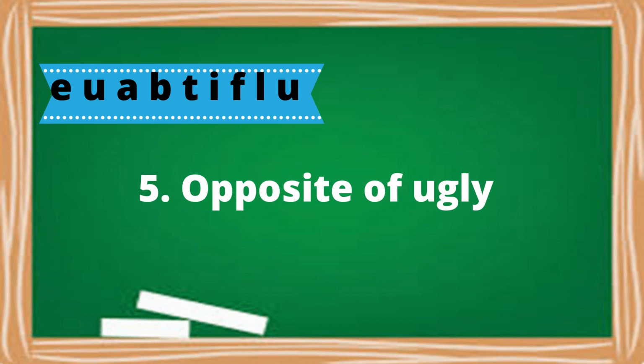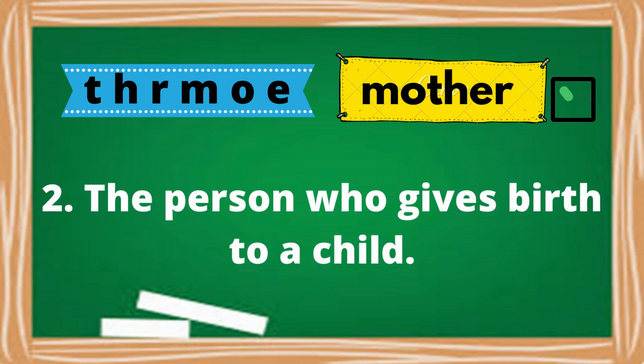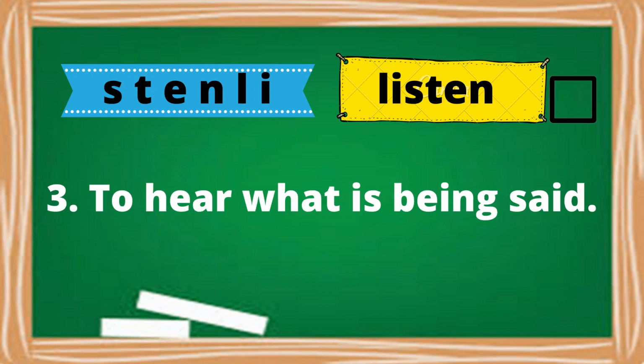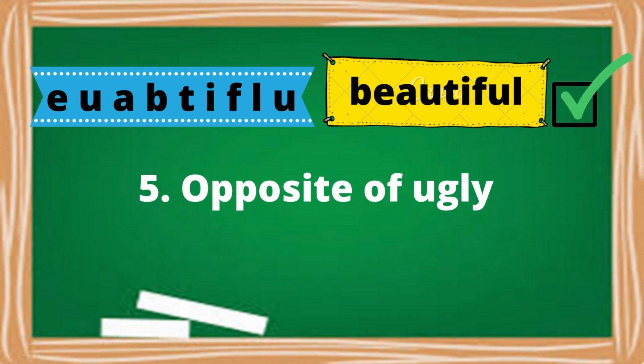Okay, if you're good to go, let's check them. Okay, first item, to reply in words or in action. That is answer. Correct. This is an irregularly spelled word because it is spelled differently and it's pronounced differently. Next. The person who gives birth to a child is a mother. Right. Next. To hear what is being said means to listen. Good job. Another one. The time when the sun has set and the moon comes out is nighttime. Great. And the last, the opposite of ugly is beautiful. Good job.